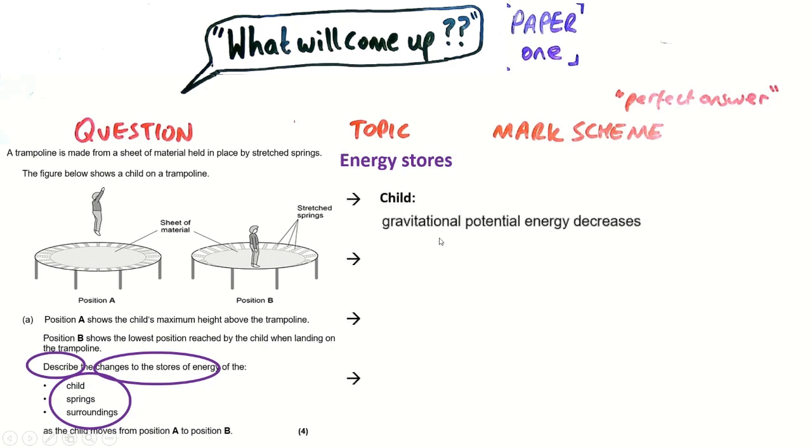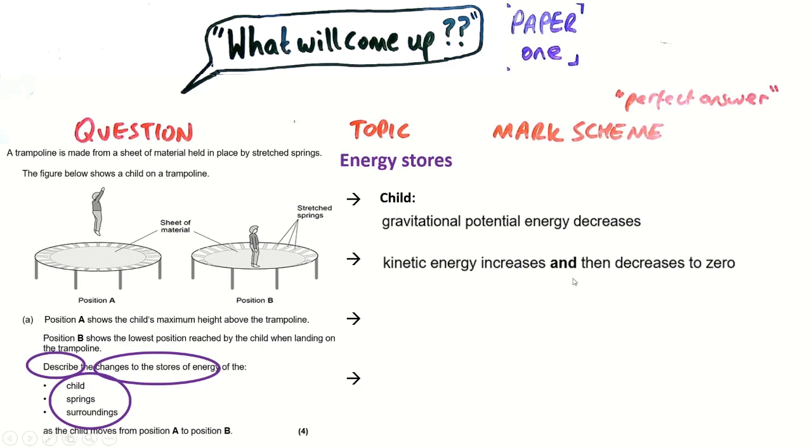Now, the reason that happens is because they're transferring gravitational potential energy to kinetic. When they're at the bottom of the trampoline, they're not moving anymore, so the kinetic energy is zero. That's a mark you've got to say in this question. It's not just transfers to kinetic energy, it means the kinetic energy basically goes to zero.